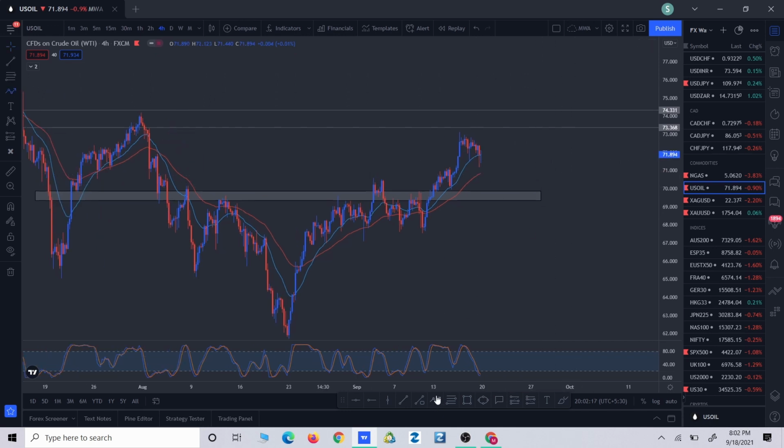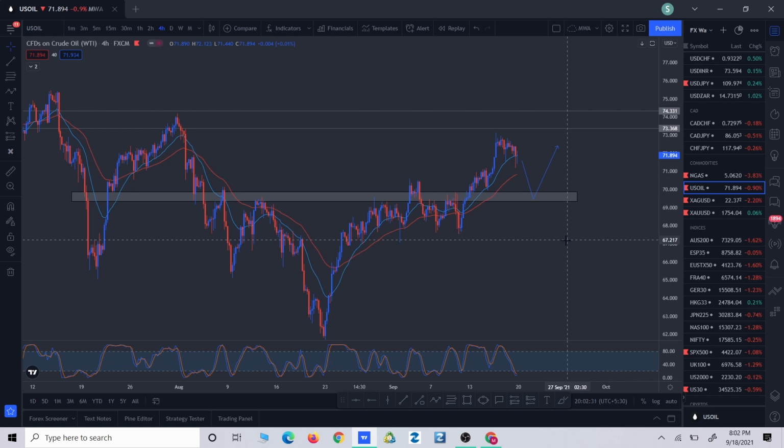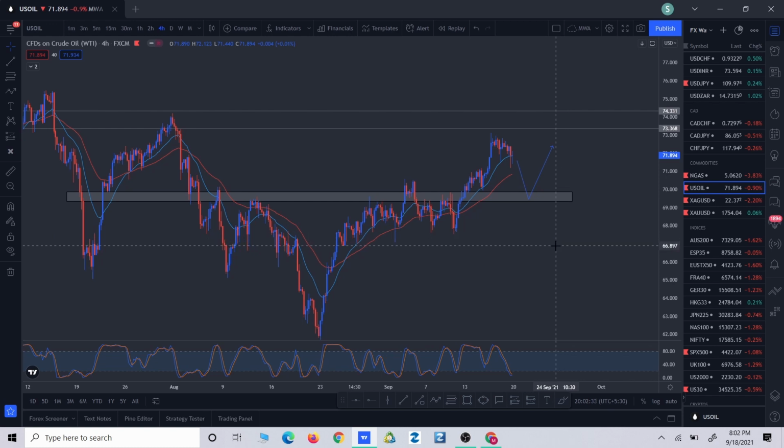Now, if we talk about the possible trading setup on US oil, then we can wait for the price to pull back lower into the recent broken zone and then look for some kind of indications to go long. This is going to be the trading setup that we can focus on the 4-hour chart on US oil.